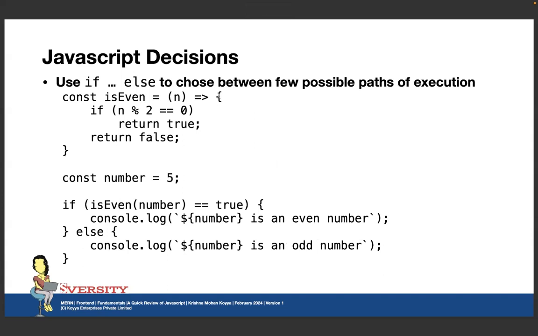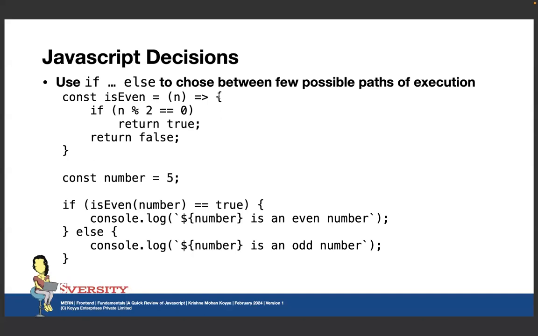Okay, so now move on. Let us look at decisions. How do we take decisions in JavaScript? Again, usual suspects only. Like in other programming languages, you have if-else statements, switch statements, and so on. That is how you branch out the execution paths.